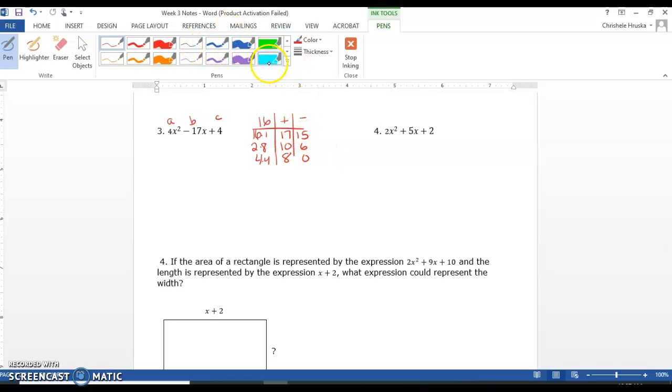Okay, I'm looking for my B value again, which is 17. I see it's under the plus column. Again, we didn't say that that plus column meant that they're both positive. We said that that plus column means they're the same sign.